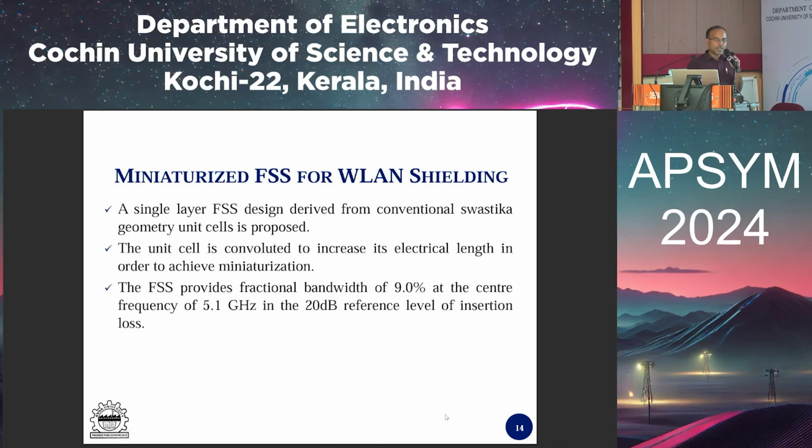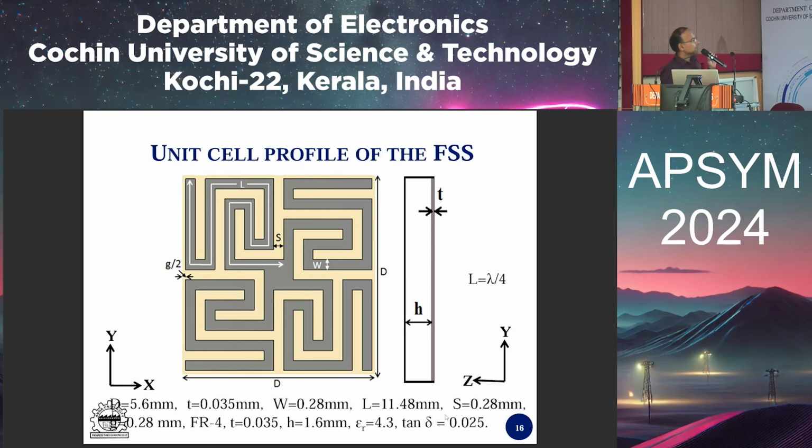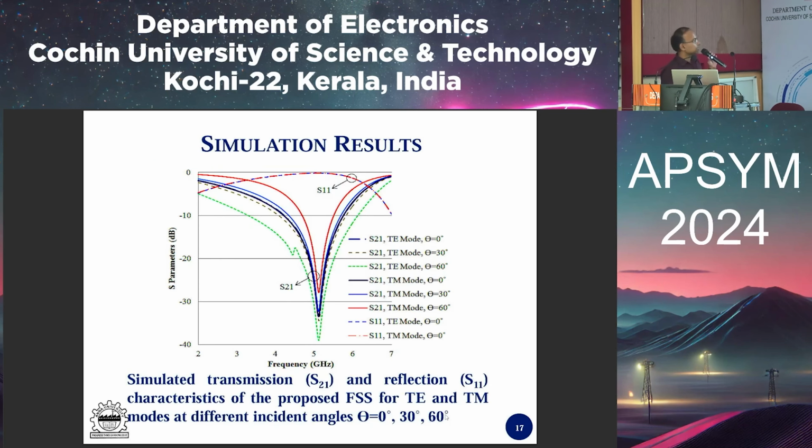Based on these understandings, we have come up with some 3 to 4 different types of FSS for shielding applications. The first one is a miniaturized FSS for WLAN shielding, that is wireless LAN. This is the FSS structure, or unit cell, I could say. We need to replicate this along the X and Y axes to provide effective electromagnetic shielding at the frequency of our interest, since we chose the application to be shielding WLAN. We located it to be around 5.1 or 5.2 gigahertz.